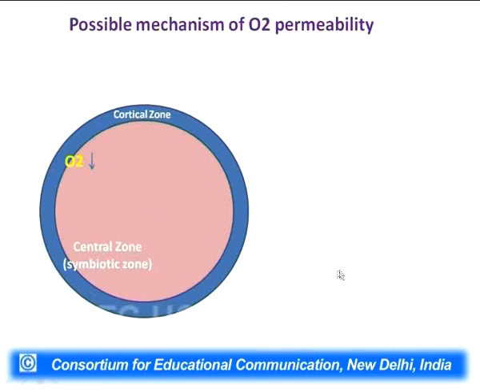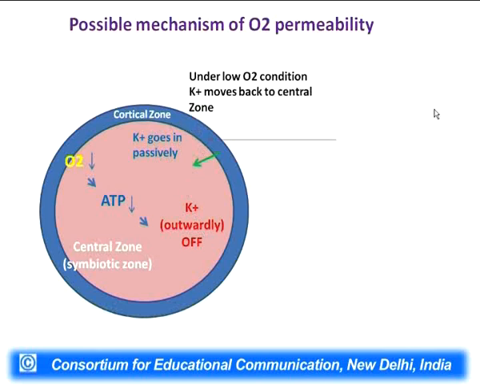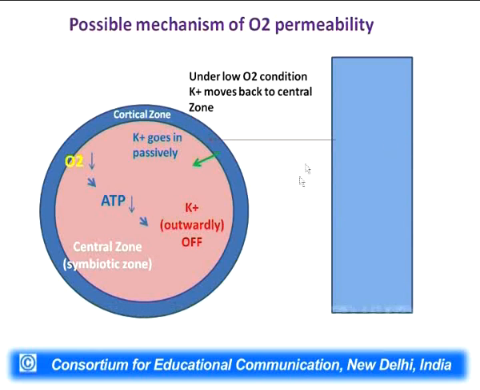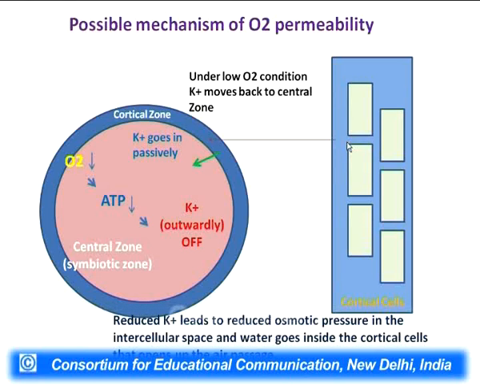Now, what happens under low oxygen concentration? When oxygen concentration is low, then ATP level goes down, and that will turn off the potassium channel. So, when the potassium channel is turned off, the potassium which was outside will now go in passively inside, and then that will restore the balance. When it restores the balance, the water which was there between the cells will go off, and then the water space will open up.